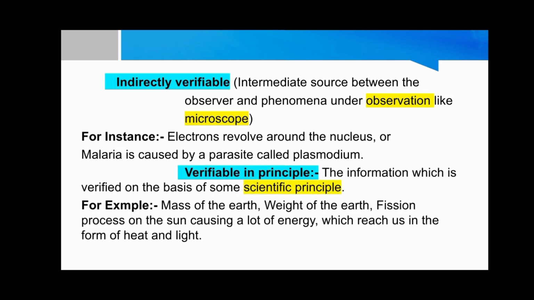Verifiable in principle: information which is verified on the basis of some scientific principle. For example, mass of the earth, weight of the earth, or the fission process on the sun causing a lot of energy, which reaches us in the form of heat and light. This information cannot be verified directly or indirectly, but can be verified on the basis of some scientific principles and scientific formulas, rules, etc.